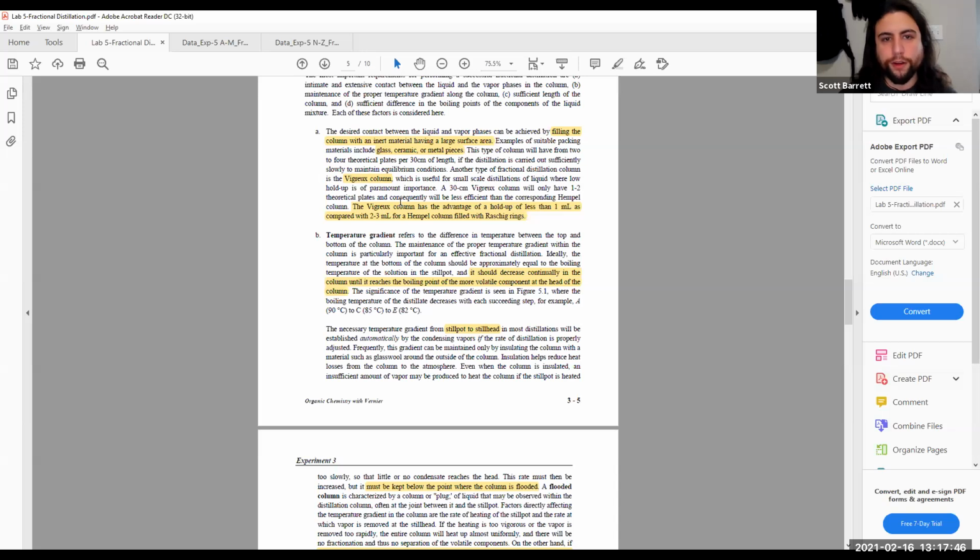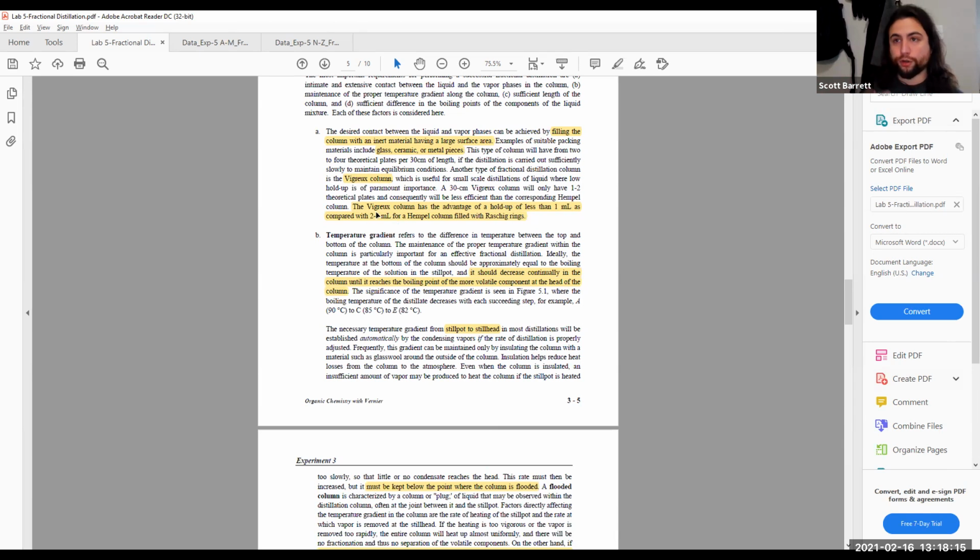So yes, the Vigreux column has the advantage of holdup of less than 1 milliliter as compared to 2 to 3 milliliters for a Hempel column filled with the rings, beads, or the steel wool. So we would like to use the Vigreux column for small scale distillations where low holdup is very important, because more holdup, as we discussed earlier, will disrupt the separation of your less volatile and your more volatile substance that you are boiling.